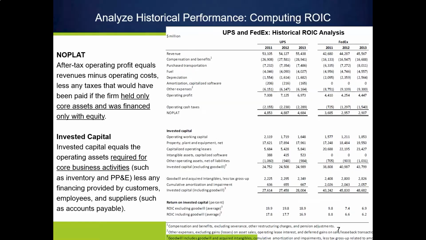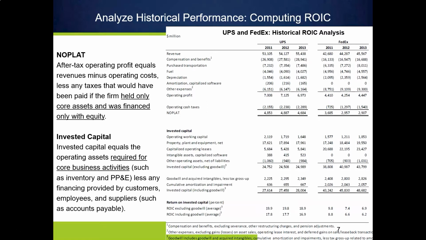Now, as we're analyzing historical performance, of course, we're computing return on invested capital. We're computing the growth rate. Those are both coming from NOPLAT and invested capital. ROIC comes from NOPLAT divided by invested capital. NOPLAT is our reorganization of the income statement, net operating profit less adjusted taxes.